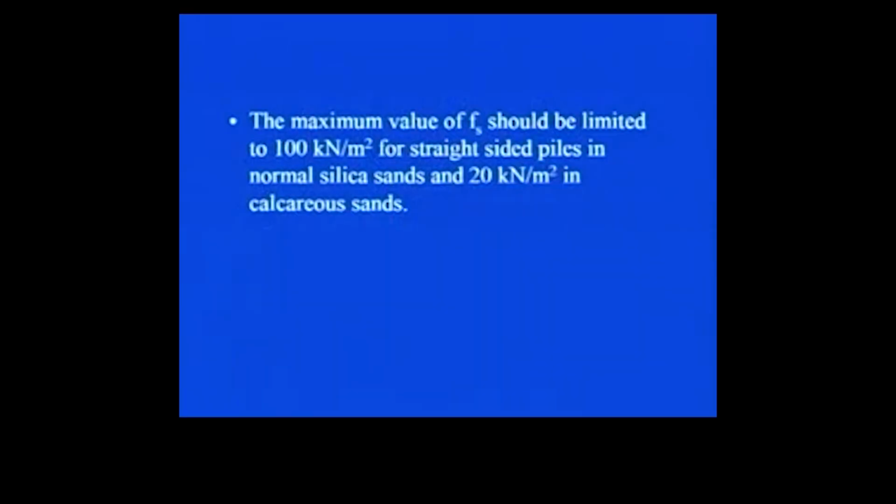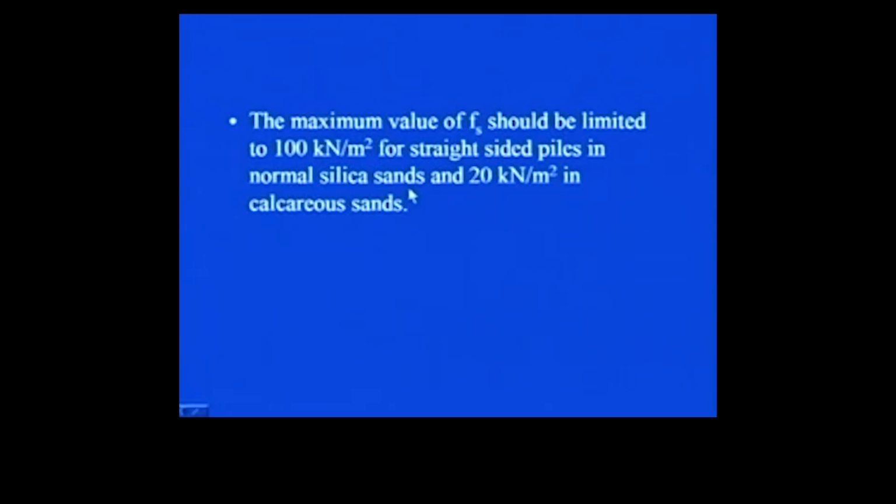So, the maximum value of Fs should be limited to 100 kilonewton per meter square for straight sided piles in normal silica sands and 20 kilonewton per meter square in calcareous sands. These are just recommendations that we need to keep in mind while estimating the unit skin friction resistance. If the unit skin friction resistance is exceeding these values, say 100 kilonewton per meter square for normal silica sands, then you have to restrict it to 100 kilonewton per meter square. This is the maximum value that you can take as far as the values of Fs are concerned.